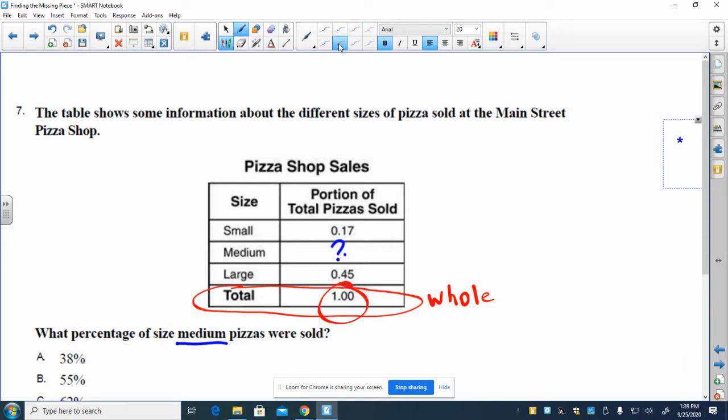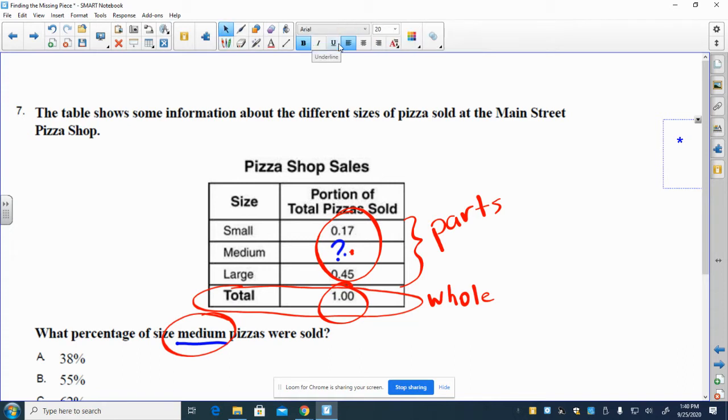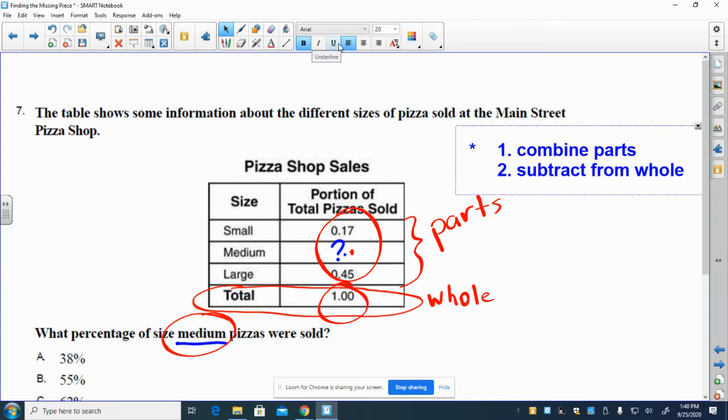Well, if that's the whole, that means that all of these numbers are parts. And the question asks, what percentage of size medium pizzas were sold? It wants to know about these medium pizzas. It wants to know about 1 part. It is asking you to find that missing part. To find the missing piece, step 1, combine the parts. Step 2, subtract from the whole.